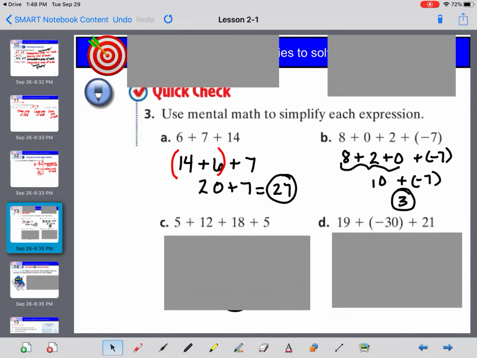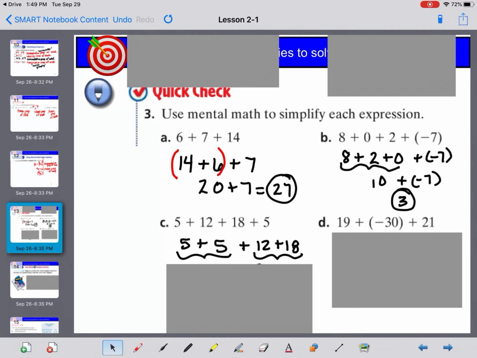The next one, 5 plus 12 plus 18 plus 5. Again, I'm looking to group together something that would make a 10, a 20, a 30. And so I want to rearrange using the commutative property. I'm going to rearrange my numbers. So I'm going to scooch that 5 over by the other 5 and get 5 plus 5.